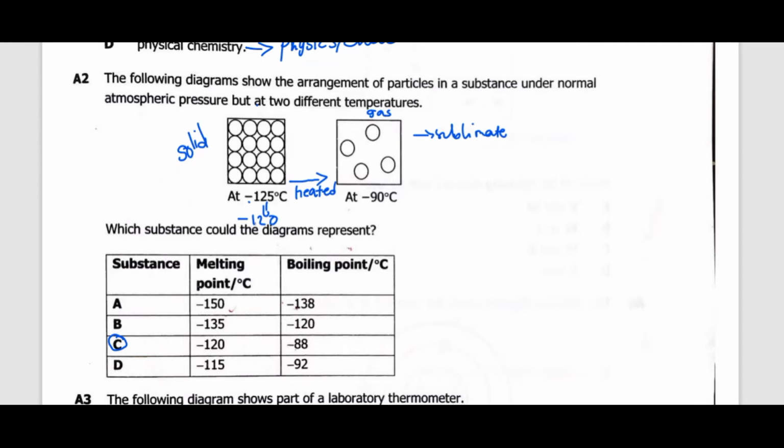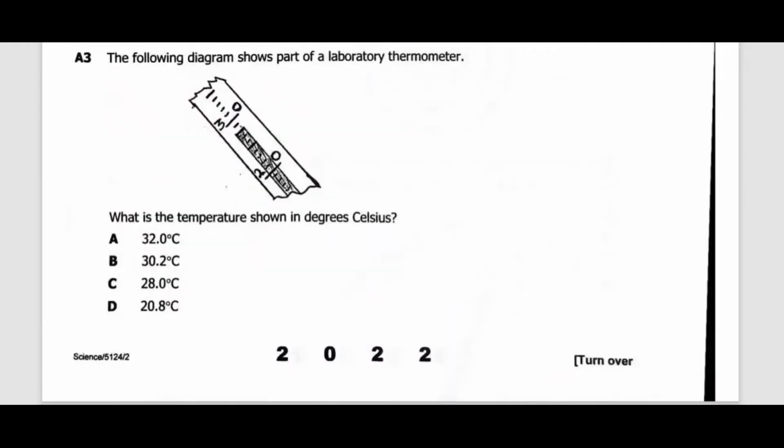Then for boiling, we know that we need to add heat also. So if we add heat, we are expecting to get a number less than negative 90, which is negative 88. So that is our answer. If you check the numbers for the other multiple choices, you can see that these numbers indicate a greater or lesser value, which is not true for melting and boiling. So we can now move on to question 3.